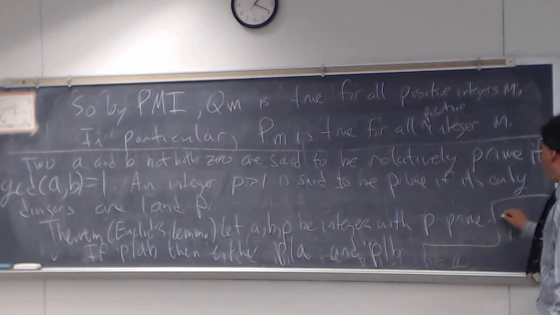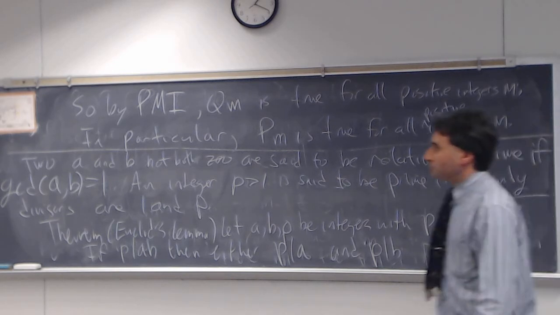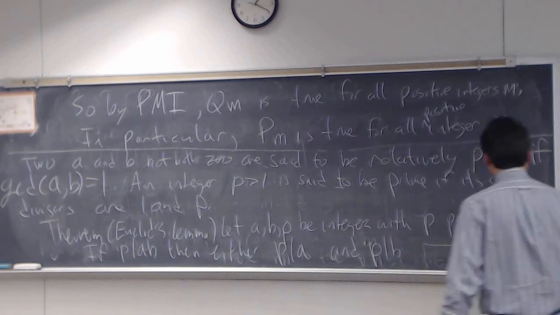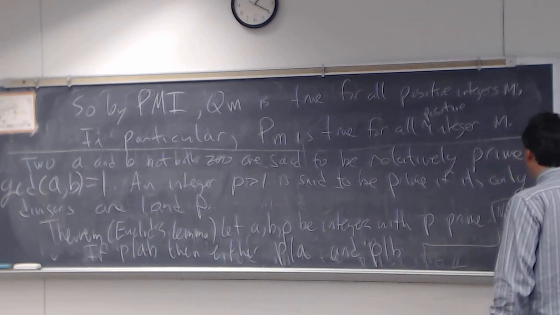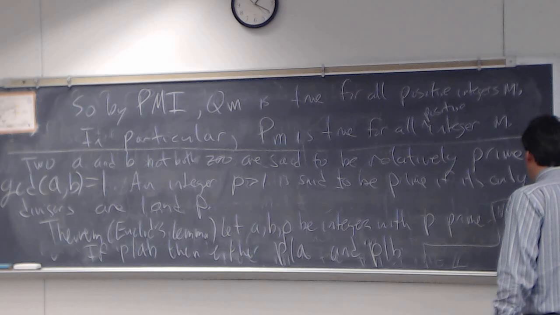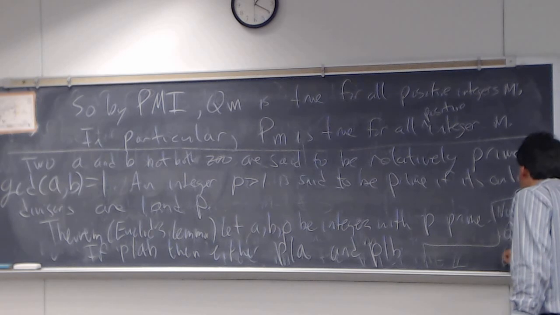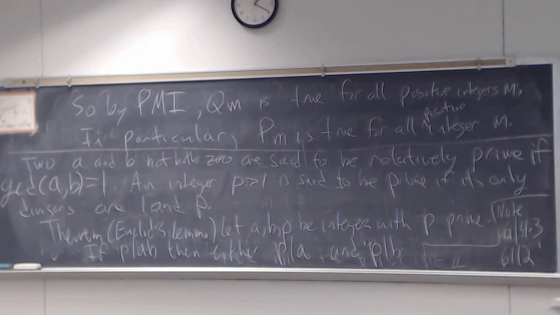Just a simple example with this, I'll maybe put it over here. Note, where does the prime come into play? Six divides 12, which is 4 times 3. But 6 divides neither 4 nor 3. That doesn't violate Euclid's lemma because 6 is not a prime number. So let's run through the proof of this.